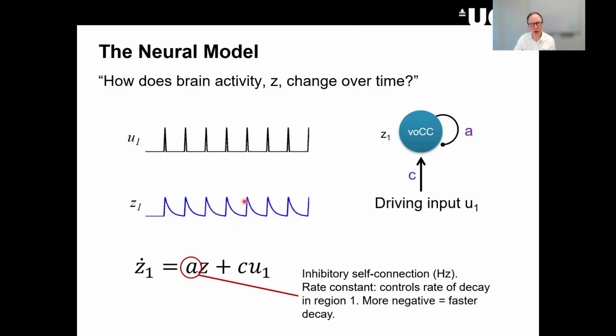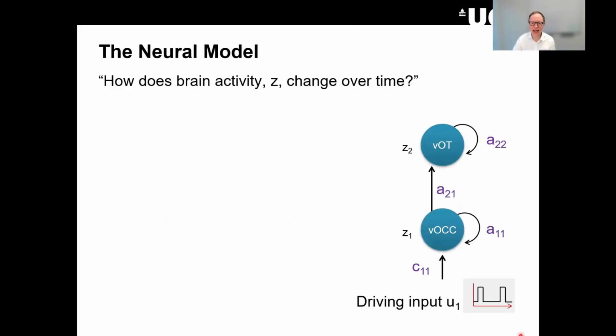So the DCM framework, if we just specified this model, could estimate A and C for us in this very simple dynamical system. But of course, it's not very interesting because there's only one brain region, and we're interested in connectivity. So now let's add the second brain region and extend that model. So we've got visual cortex and we've got ventral occipitotemporal cortex now. And let's say we've got a connection, just for this example, in one direction.